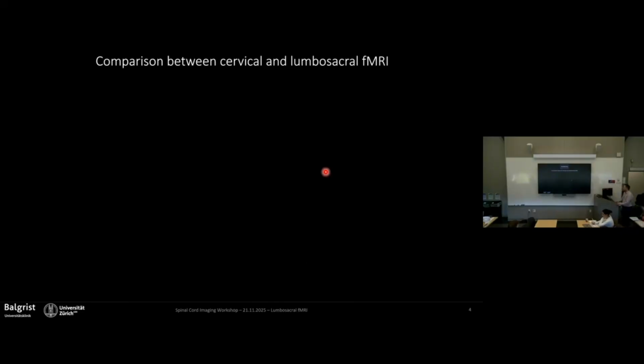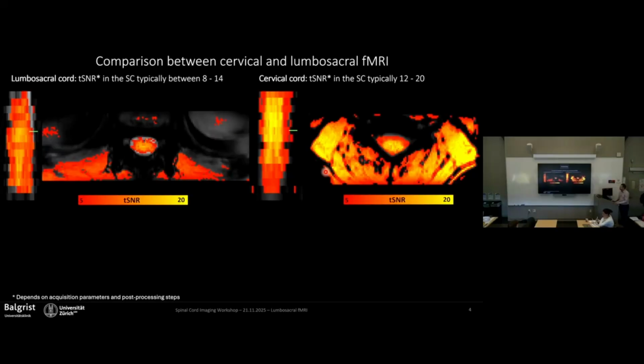So the first difference between the cervical and the lumbosacral fMRI is that we have to use different coils, right? For the cervical cord, we can use the head and neck coil. For the lumbosacral cord, we use the spine coil. The result is that we have to deal with a lower temporal signal-to-noise ratio. Of course, the TSNR is very important to detecting the effect sizes. We want a high signal-to-noise ratio.